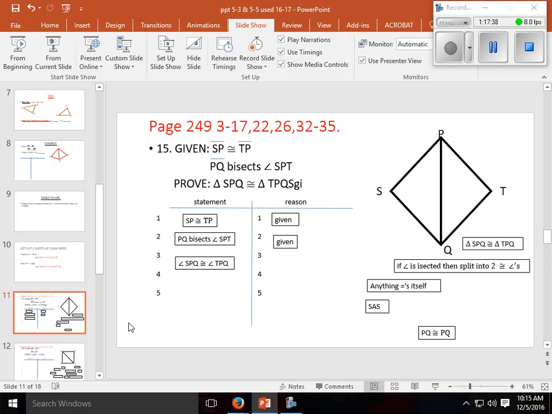If an angle is being bisected, it's being split into two equal angles, right? So Colton put the statement up there. Now you got to give the reason. How did Colton know that those two angles were congruent? And I just told you.